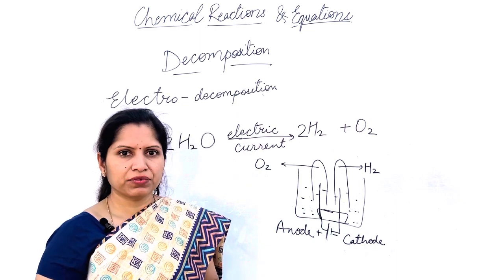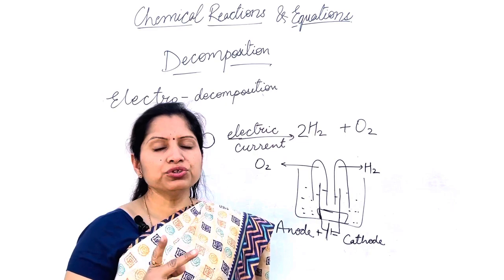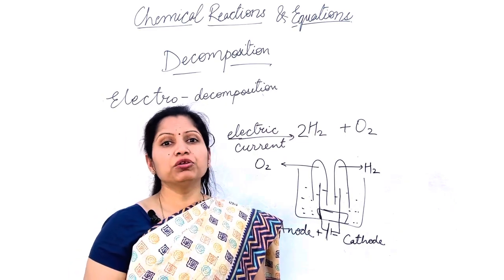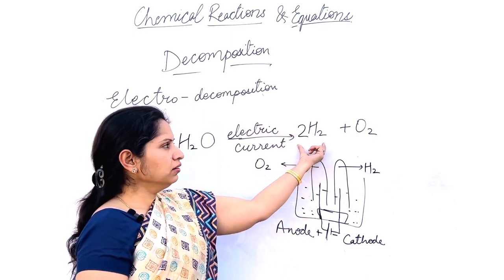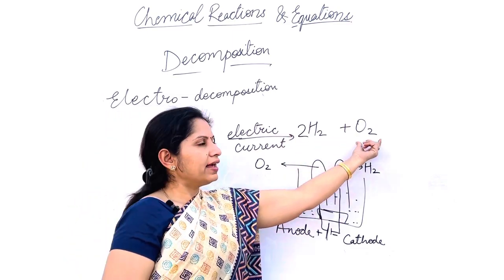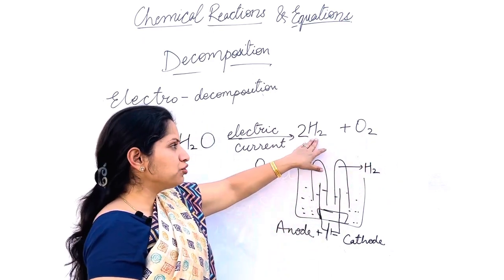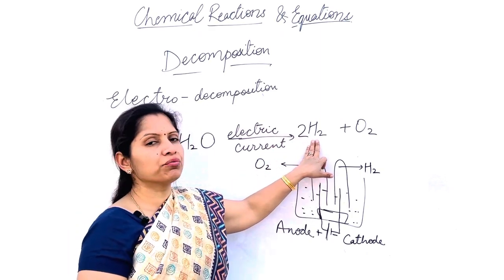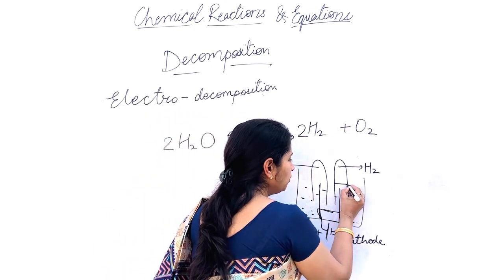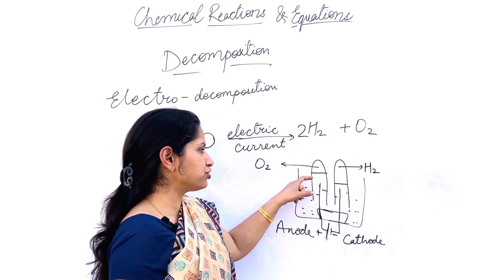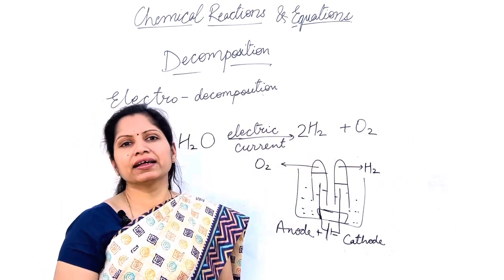Now the question could be, in which of the two test tubes will the amount of gas collected be more and why? I hope you can guess. Since you can see here, more hydrogen is formed as compared to oxygen. For every molecule of oxygen formed, there are two molecules of hydrogen formed in the reaction. And so the quantity of hydrogen will be double that of oxygen. If this much oxygen is collected, this much hydrogen gas will be collected.